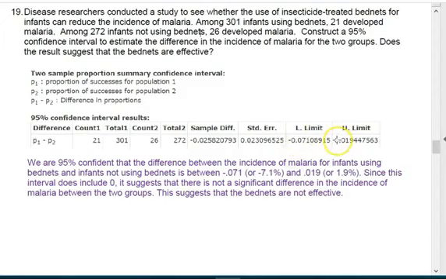Because this interval includes 0, that means that the difference between the proportions could actually be 0, which would mean that they would be the same. Since there's not a significant difference between the two groups, that suggests that the bed nets are not effective. They're not having an effect of lowering the incidence of malaria.